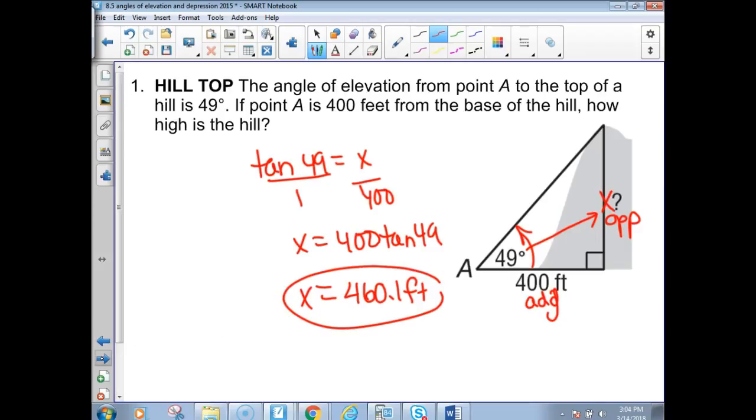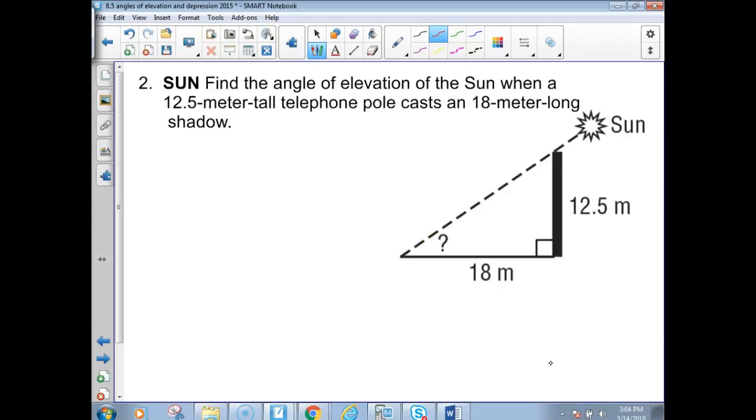Okay. Number 2, you want to know the angle of elevation of the sun in this one. It's telling you that there's a telephone pole that's 12.5 meters casting a shadow that's 18 meters long, and shadows are always on the ground. Okay, so this is the angle we want to find. Opposite and adjacent, this is going to be tangent, but this time it's a tangent of x. The angle we're finding, x degrees, equals 12.5 over 18.